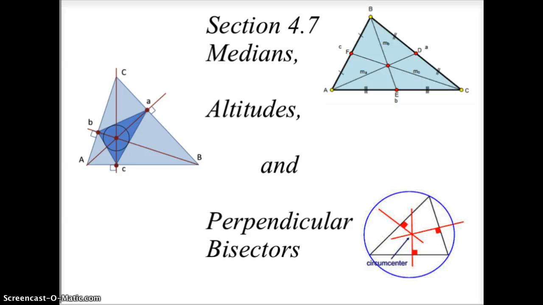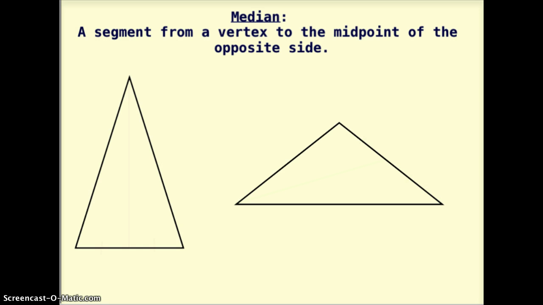Section 4.7, Medians, Altitudes, and Perpendicular Bisectors. First vocabulary word is a median. A median is a segment from a vertex to the midpoint of the opposite side.